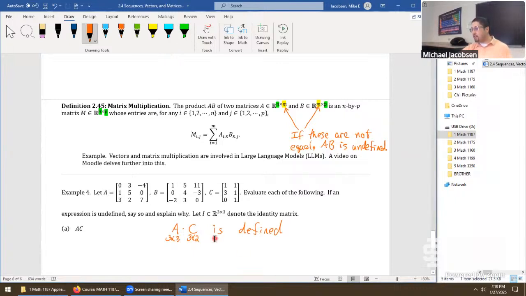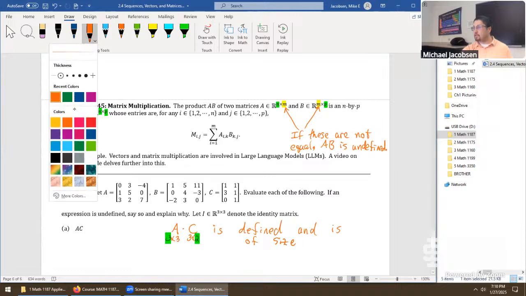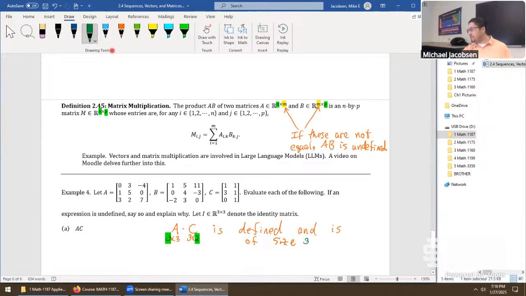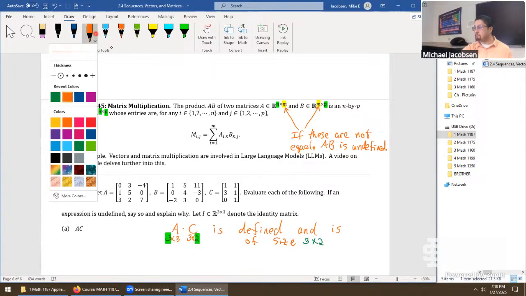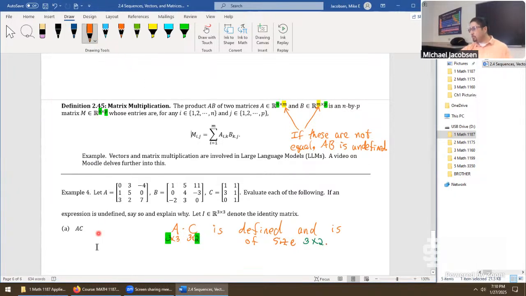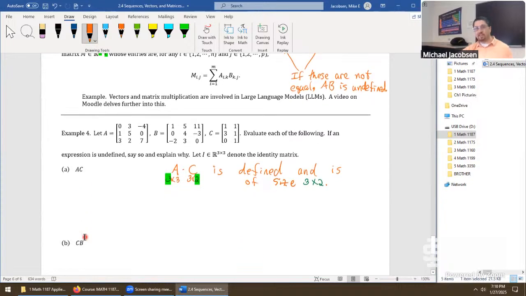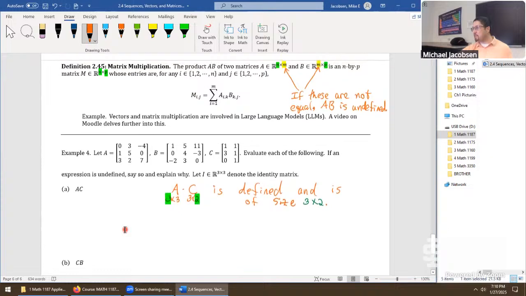So A times C is undefined and is of size. Grabbing the outer dimensions, the 3 and the 2 here, we'll say it's of size 3 by 2. So that will be a matrix product that we can evaluate. There's some undefineds on here, so we'll get to those when we get to them.